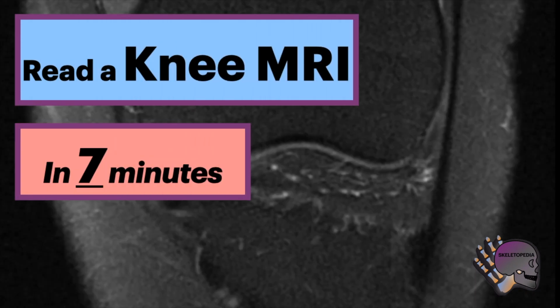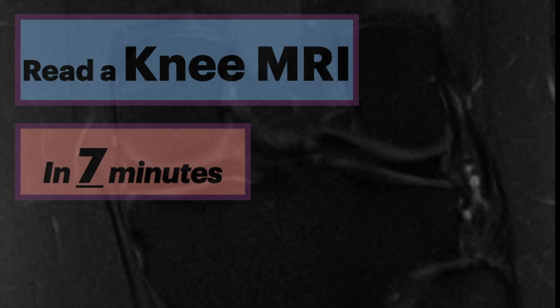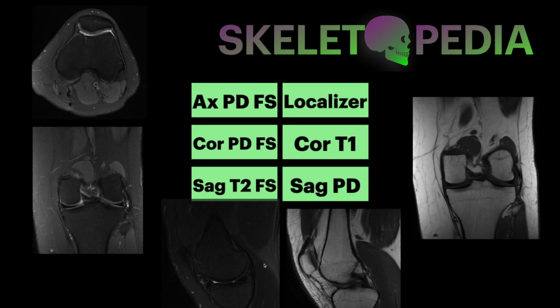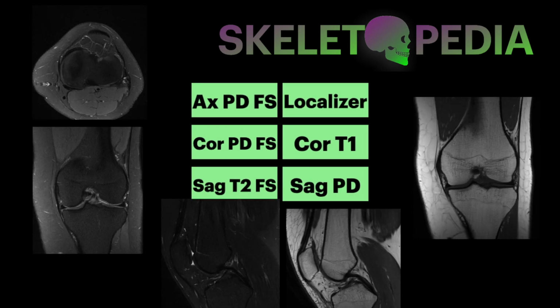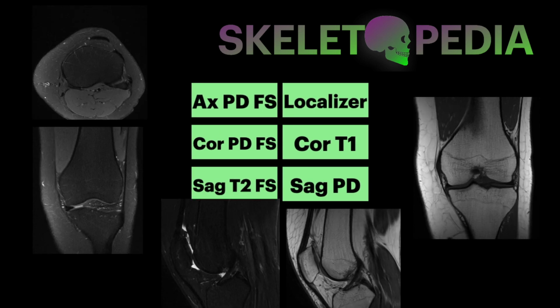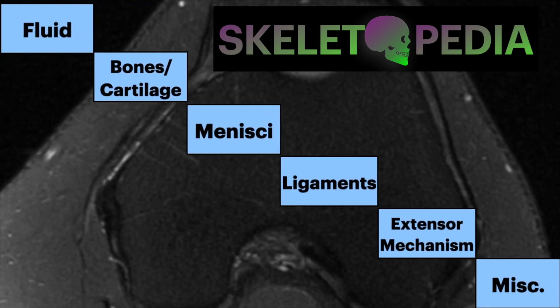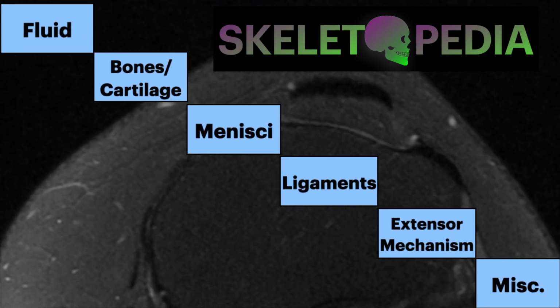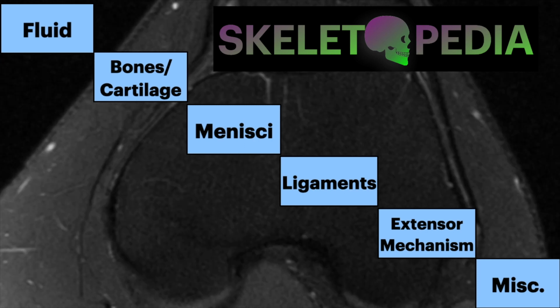Let's learn how to read a knee MRI in 7 minutes. A knee MRI consists of axial, coronal, and sagittal sequences. Both fluid and fat-sensitive sequences are important. Our search pattern will include fluid, bones, cartilage, menisci, ligaments, extensor mechanism, and miscellaneous.